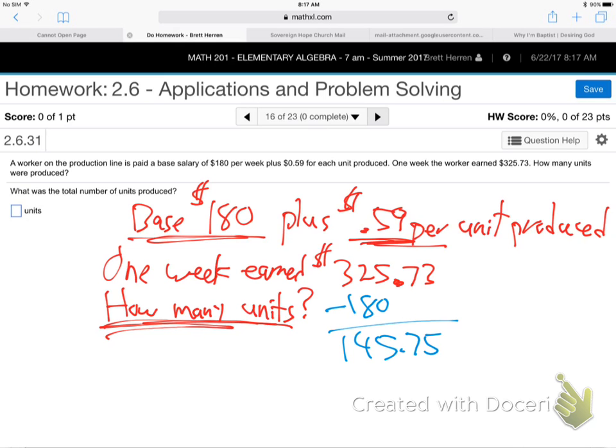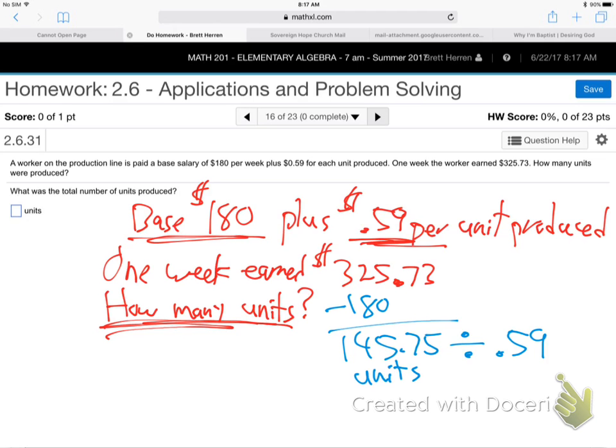What's that going to be? 145.73. And then what do you do with that 145.73? Divide by 59 to see how many 59-cent pieces go into that. Does that make sense? Because that'll be how many units, right? Because the base pay was 180. So they were paid 180, and the extra was all from the units produced at 59 cents each. That's how much they got paid for their unit production, right?